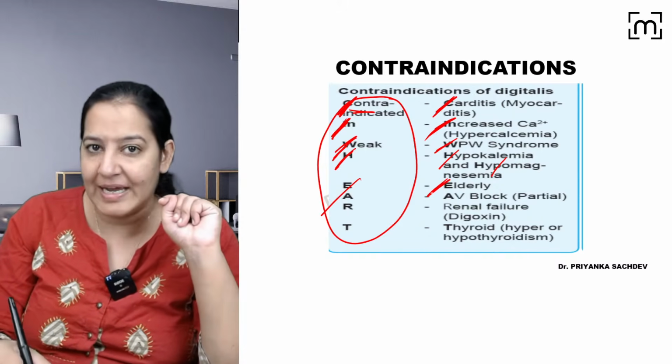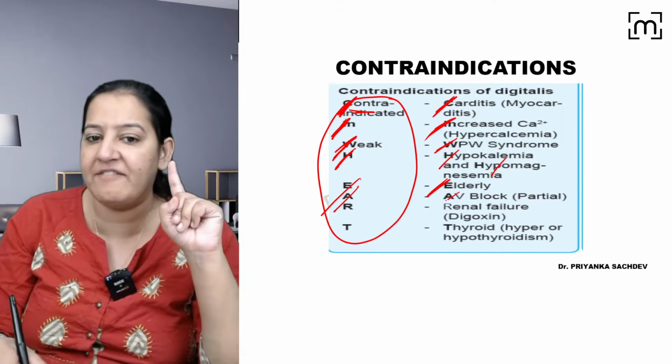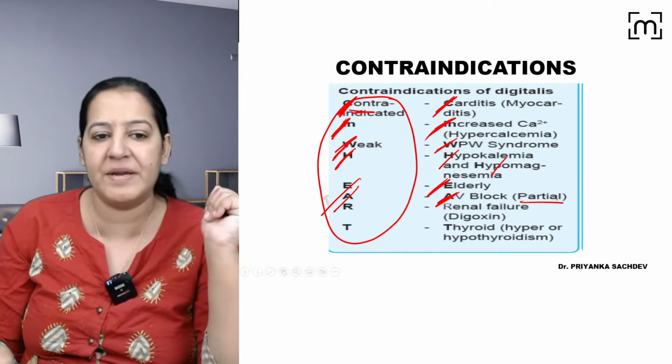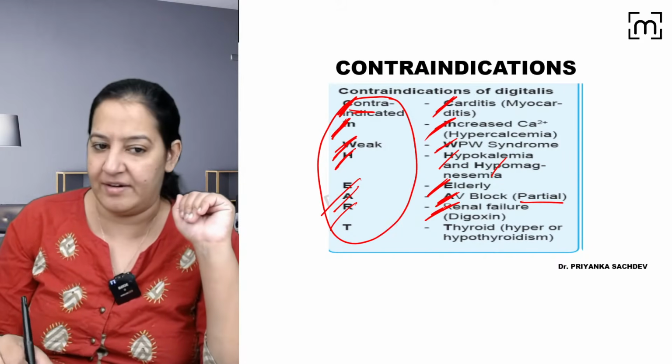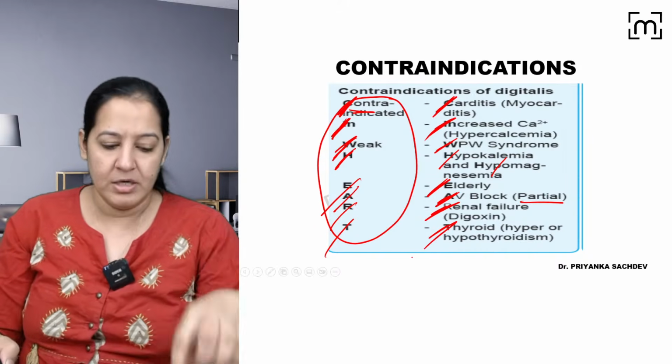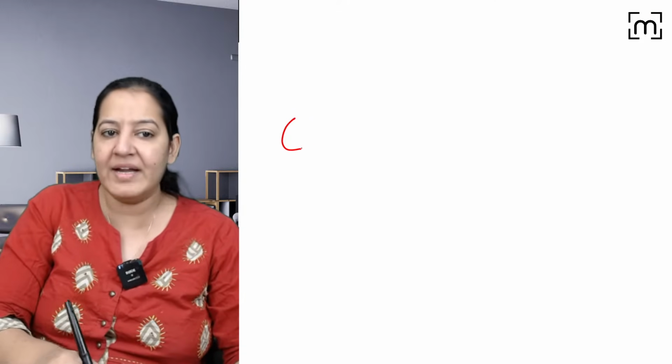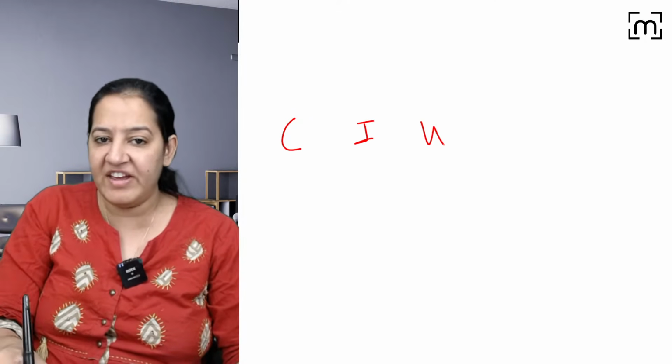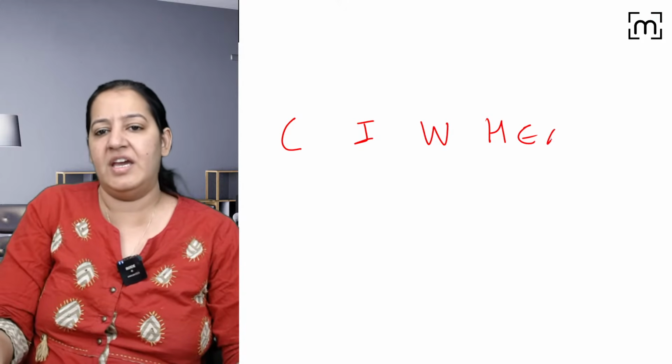E is elderly. Don't give in elderly patients. A is AV block. Partial AV block will convert into complete AV block. R is renal failure. And T is thyroid disorder. So can you tell me the full form? Contraindicated in weak heart. HEART.